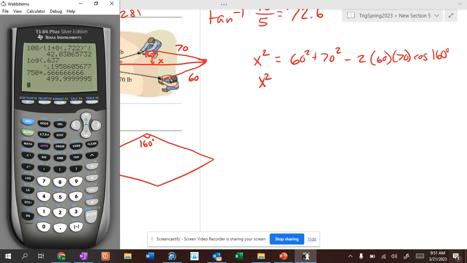Then we grab our handy dandy calculator and we're going to just type that in. So we take 60 squared plus 70 squared minus 2 times 60 times 70 cosine of 160 degrees. That's an awful big force.